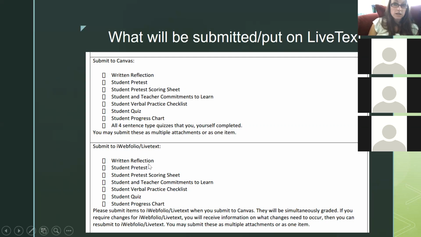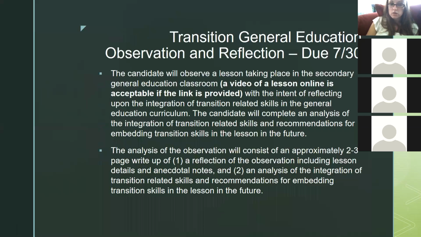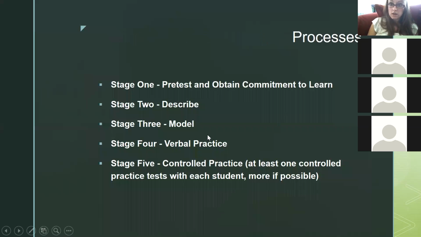You can see written reflection, the student pretest, your scoring sheet for the student pretest. This is all going to be provided to you in the KU strategies books. And then student teacher commitments to learn that you guys will sign off on together. Verbal practice checklist, the quiz, the progress chart. So this will be in your KU. I don't know if you guys have had a chance to really look through that, but it all will be in there. And so if you have a problem finding something, let me know.